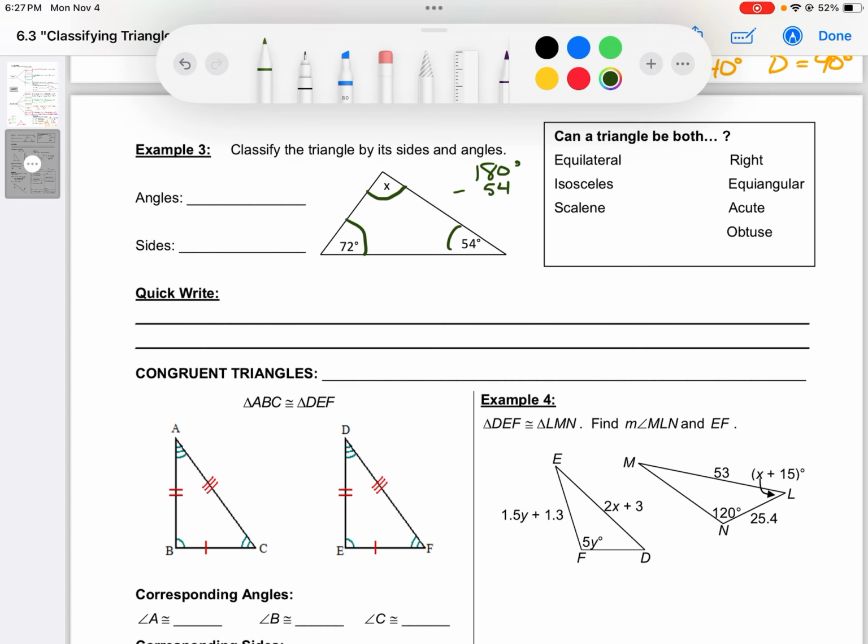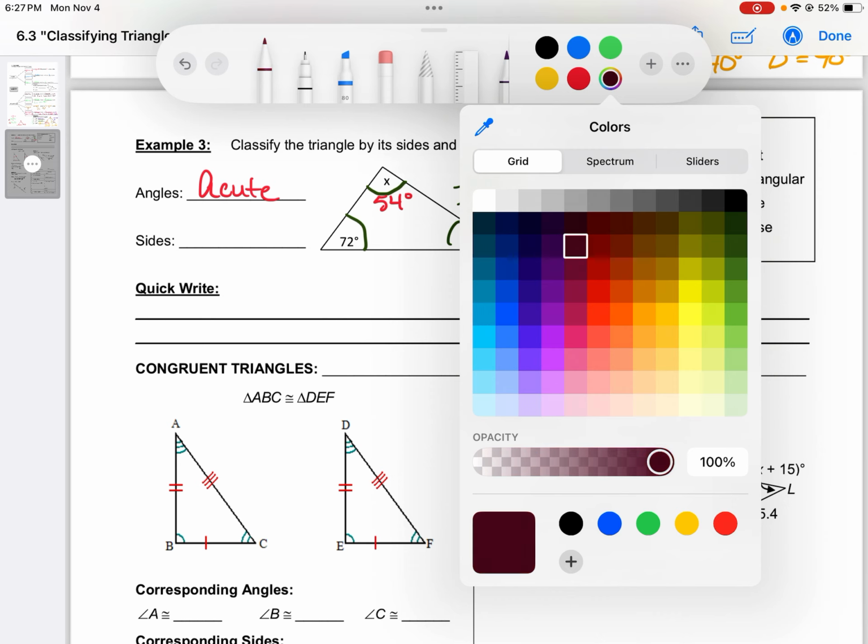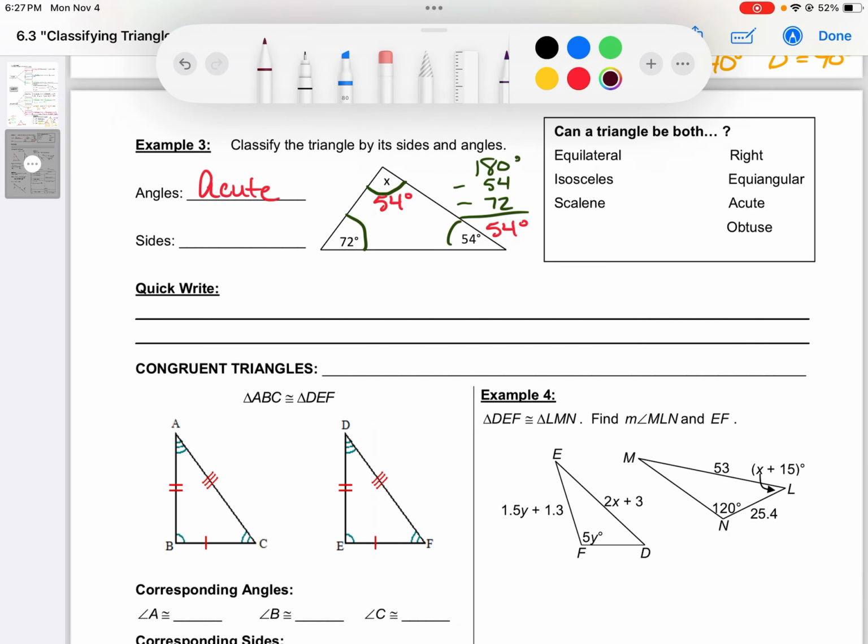If we have 180 total degrees in a triangle, and we know that this one angle is 54 and the other is 72, that means our missing angle X is going to be the difference of these things. So 72 plus 54 is 126, and 180 minus 126 is also 54 degrees. So that means angle X, this missing angle, is 54. And every single one of these angles is under 90 degrees, which means they are all acute, and this is an acute triangle.